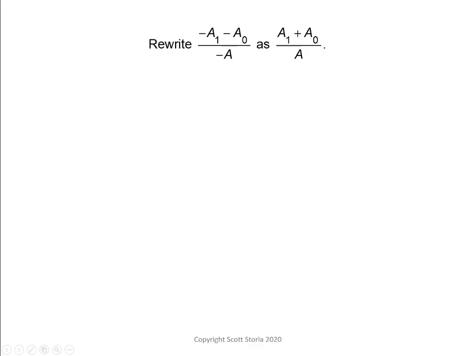Here's another. After multiplying both the numerator and denominator by negative 1, and then distributing, I'll get positive a1 plus positive a naught, and in the denominator I'll just get positive a.